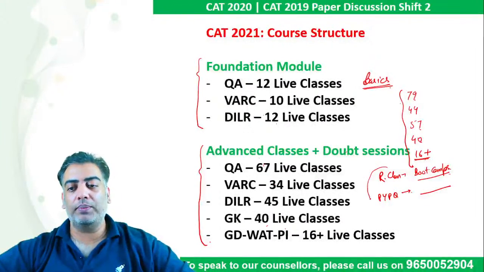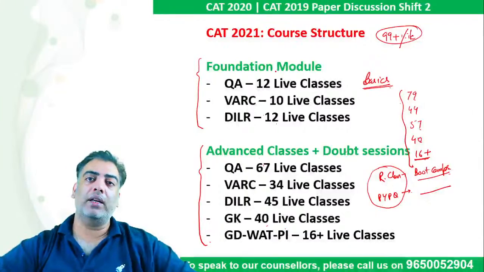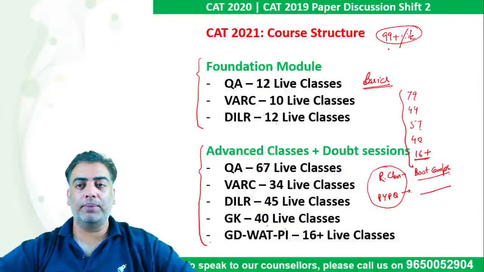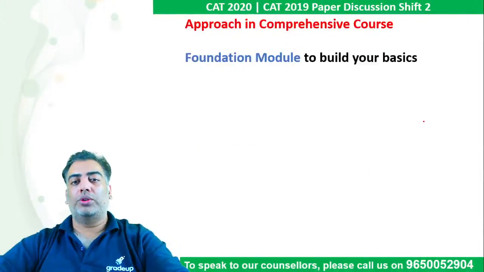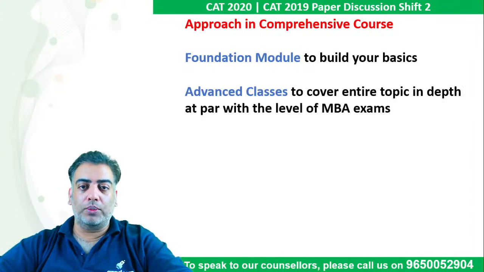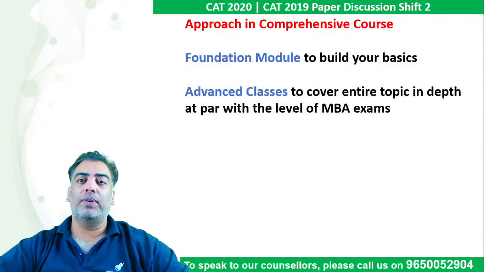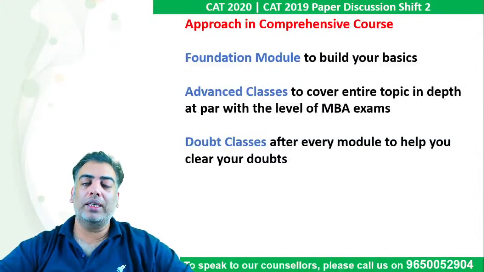So your revision will be taken care of in many ways so that you can score 99 plus percentile in CAT or in any other competitive exam, let it be XAT, IIFT, SNAP and MAT. So the target is very simple, 99 plus, and we are putting in all our efforts to take you through, right? So the foundation module is meant to build your basics, advanced classes to cover the entire topic and depth at par with the level of MBA exams, doubt classes after every module to help you clear your doubts.